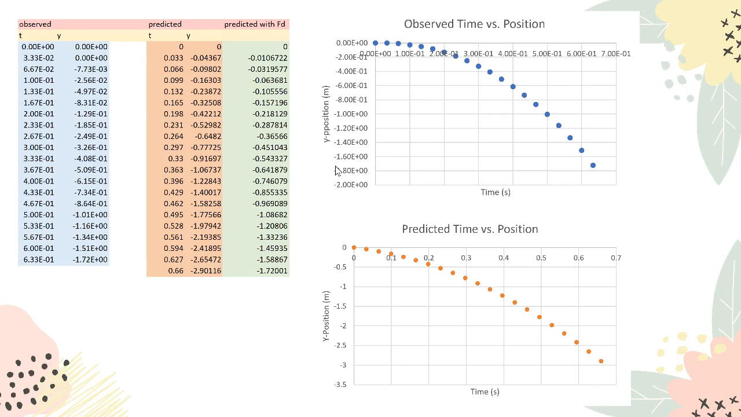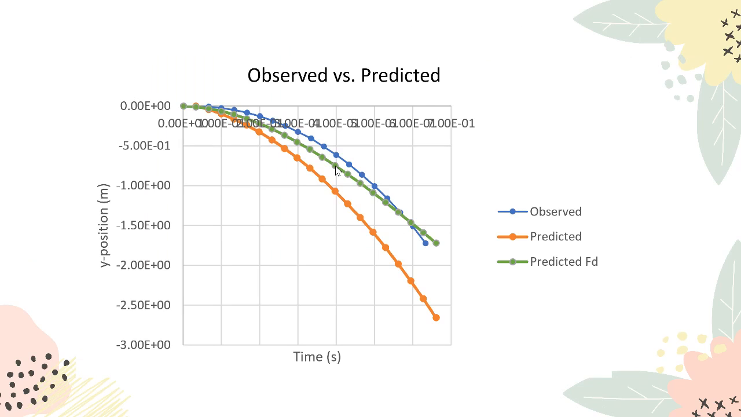And so here is my data in Excel with the observed on the left and predicted with drag force on the right. I have the first two graphs shown here of just the blue and orange data corresponding to the colors. And then here's all three data sets on one graph.